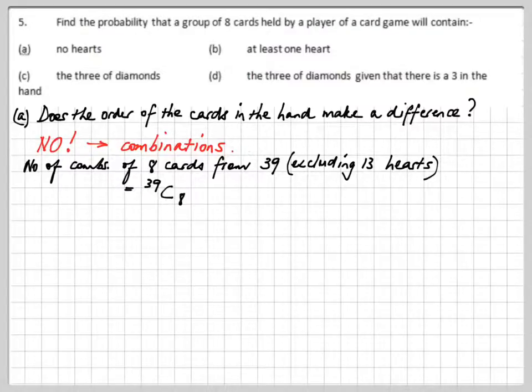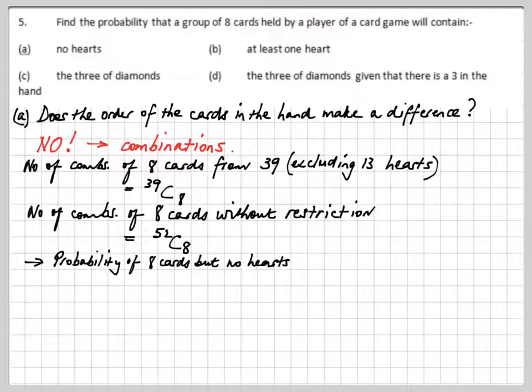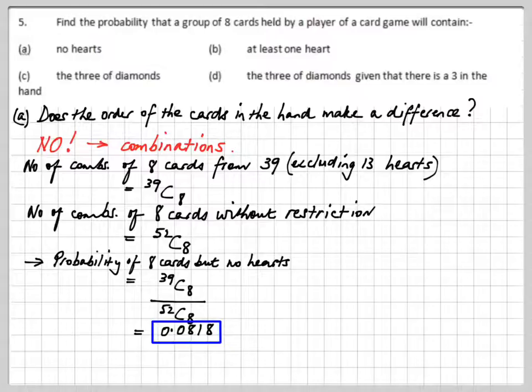Now, we've got to divide that by the total number of ways that you can get 8 cards from a deck of 52. See, the number of combinations of 8 cards without restriction is 52C8, and we divide the first one by the second one, and that gets us our probability. Yeah, okay. What it is, 39C8 over 52C8, which comes to, it was very complicated on the calculator, so I just did a decimal version of it. It was 0.0818. Thank you, Mr. Box. Okay, do you see that now? Probabilities? No problem at all.